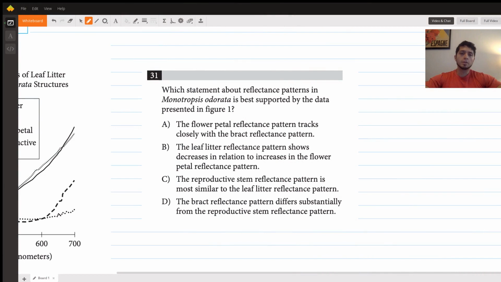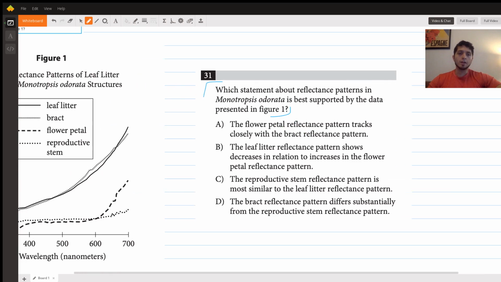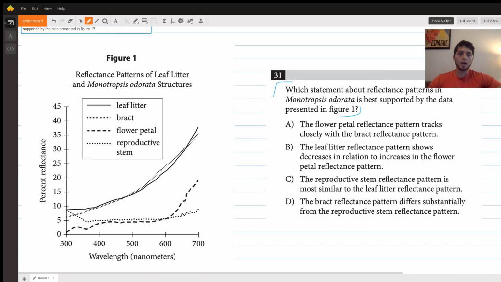Guys, so today we're going to be solving question 31. This is from the SAT number 17, and the question says, which statement about reflectance patterns in Monotropsis odorata is best supported by the data presented in figure 1? So first thing I would do is just go back to the figure and make sure we have a good handle on what's going on in it.